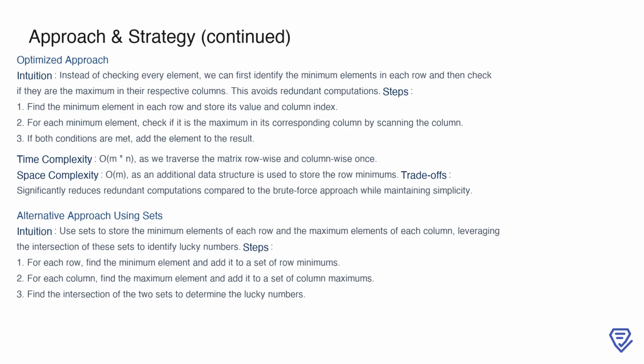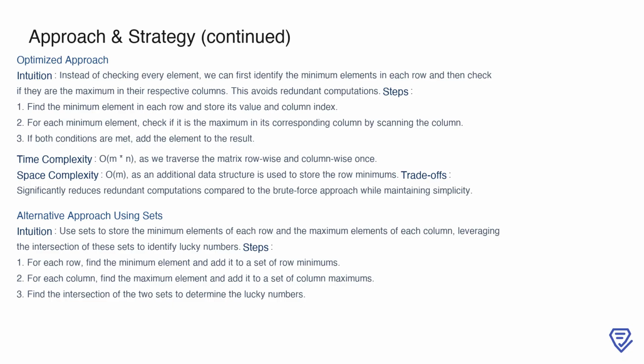The time complexity is reduced to O(m*n), as we only traverse the matrix row-wise and column-wise once. The space complexity is O(m), as we need to store the row minimums. By reducing redundant computations, this method is both faster and simpler.